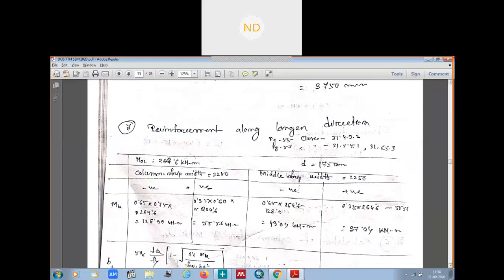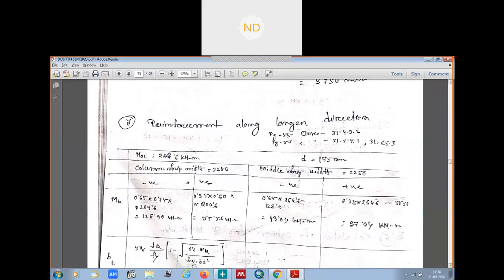See here, if we write in a table form the reinforcement along the longer direction, because we have to calculate the area of reinforcement required along the longer span separately, along the shorter span separately. So what we have done, we have made a table here on which we are going to calculate the area of reinforcement required for the negative moment, for the positive moment, the area of negative reinforcement, positive reinforcement along the column strip, along the middle strip.